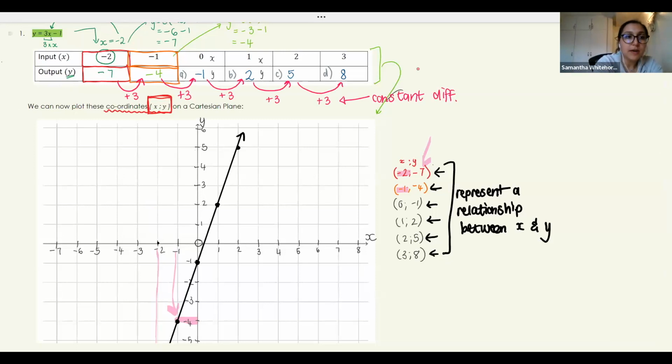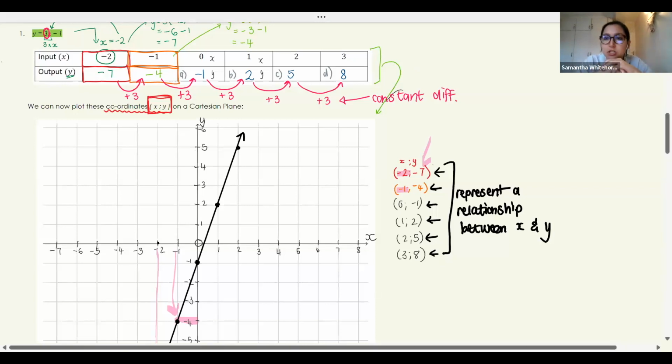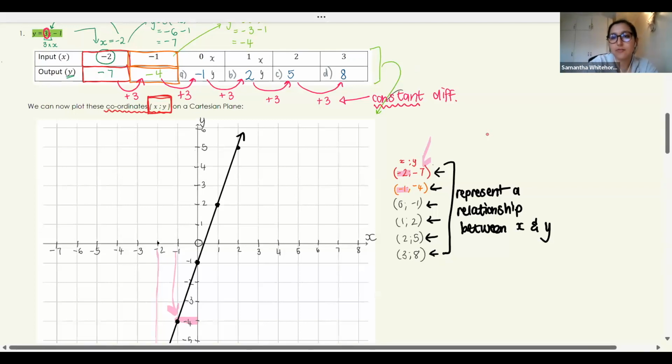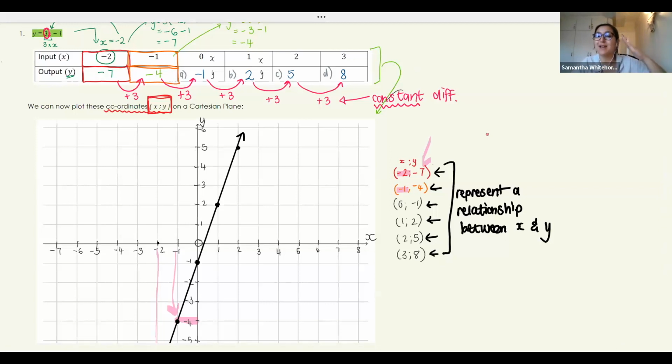We've also spoken about the fact that if you go back up to your equation, the number in front of the X will correspond with the number you are adding or subtracting. And so we have had these conversations a little bit already. What I want you to see though, is that because we are adding a constant value, my graph is going to be a straight line because I'm adding the same amount each time.